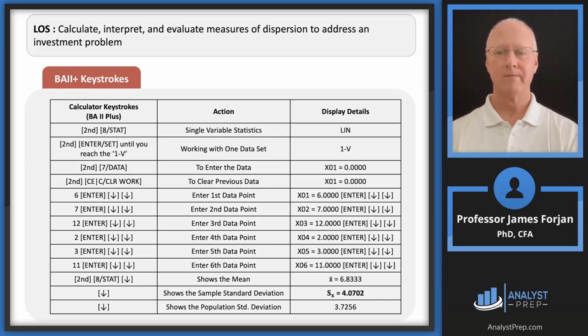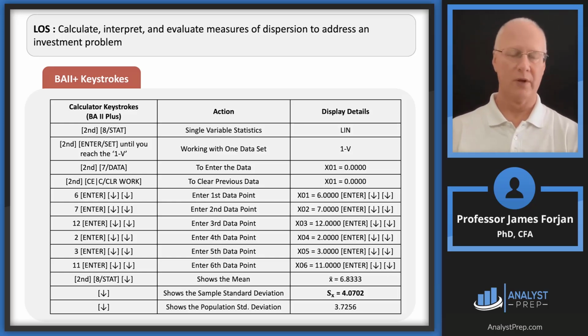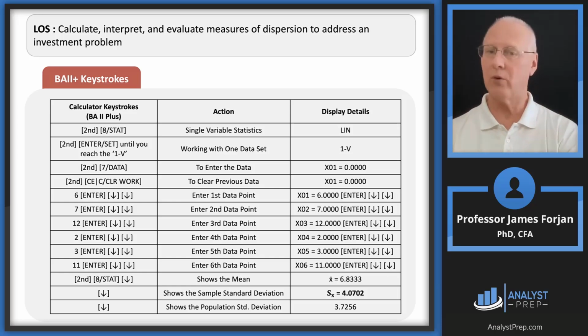So let's go ahead. What do you have in your register right now? You have X01 equals 0. So hit 6. And then go up to the top and hit enter. Not the equal sign, not any other button that you have on your calculator.